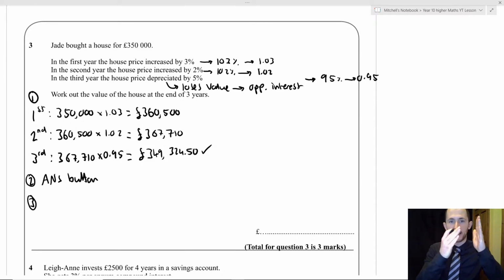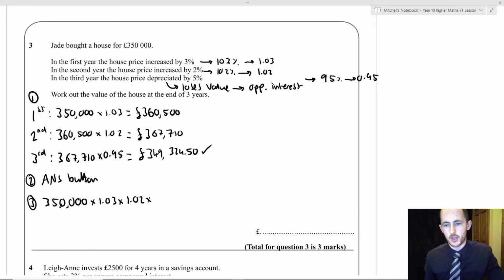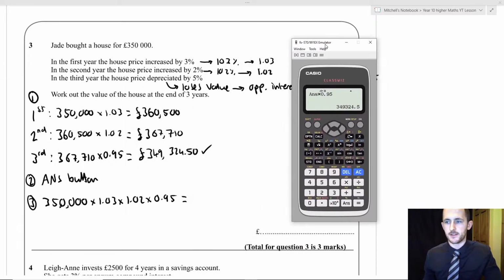If we're just timesing 3 things in a line, what I can do is exactly like Evie just said. So I can do 350,000. The first year I times by 1.03. The second year I times by 1.02. The third year I times by 0.95. That would get me the exact same answer by doing it all in one line. Exactly as Evie just said.